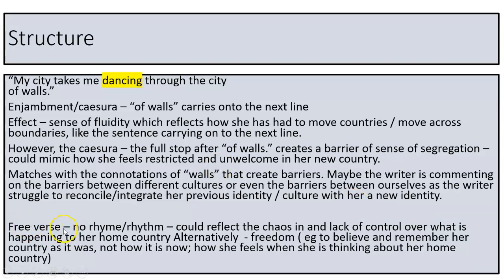Overall, though, the poem is written in free verse, so that means there's no rhyme, there doesn't seem to be any rhythm. So what could we say about this? Well, this could reflect the chaos and the lack of control over what's happening in her own country. Alternatively, it could also suggest freedom. Now remember, our own ideas juxtapose each other.